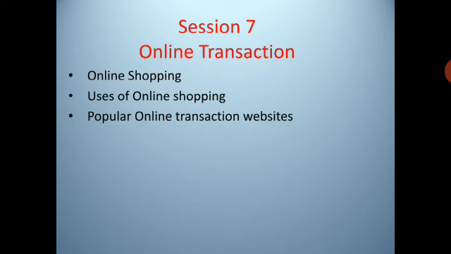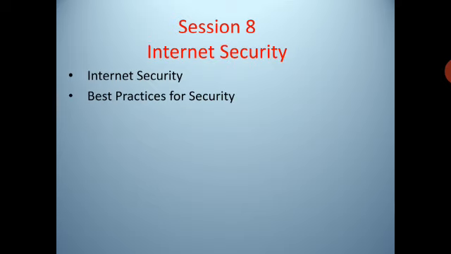Now we will start session 8, Internet Security. Now what is internet security? It is a branch of computer security related to the internet. Its objective is to establish rules and measures to use against attacks over the internet and secure online and network transactions. We can reduce the risks by using best practices.